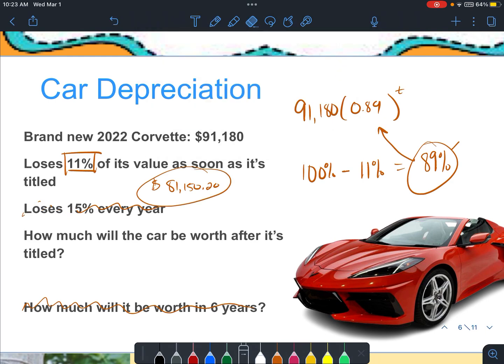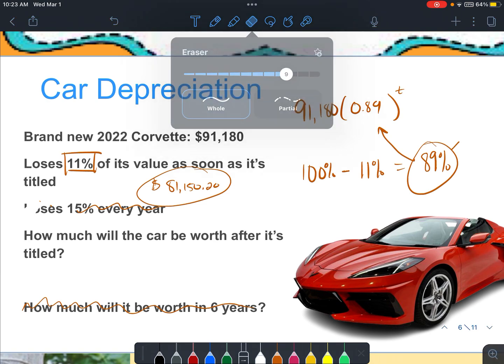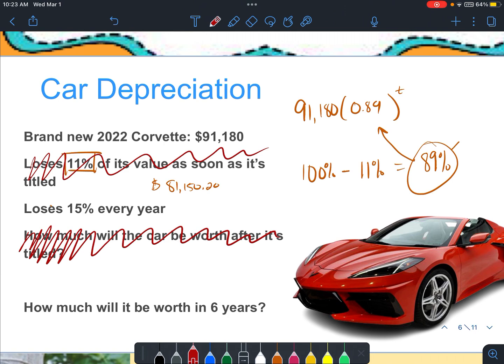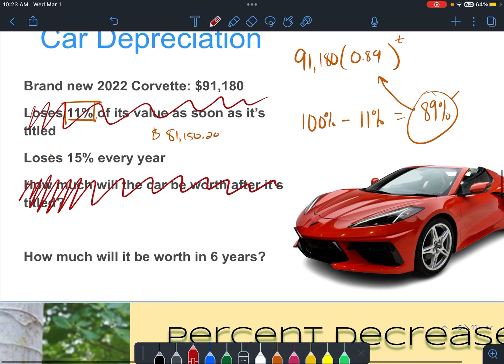Okay, now let's look at this next part. And first, I'd encourage you again to pause the video. Give this a shot. Try to solve this one. Even if you get it wrong, no big deal. But we're now focused on it losing 15%. And how much will it be worth after 6 years? So if we're losing 15%, we are starting with the initial value of 91,180. We're looking for our rate. We're going to have it to the t exponent, which in this case is going to be 6.